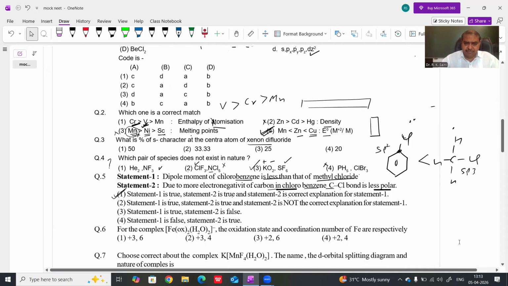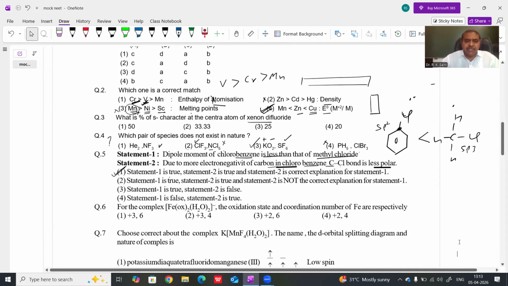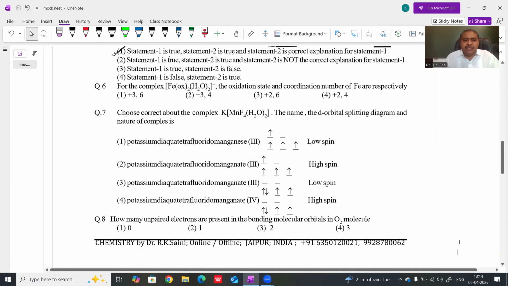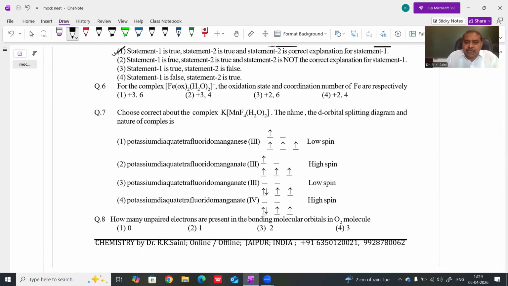Question 6, taken from coordination compounds. In this complex, find the oxidation state and coordination number of iron. Oxalate ion carries a -2 charge and the overall complex carries -1. Therefore, the oxidation state is +3. And the coordination number of iron is 6 because oxalate is a bidentate ligand. Therefore, 4 bonds are formed by the 2 oxalates and 2 bonds by the aqua or water ligands. Hence, +3 is the oxidation state and 6 is the coordination number.